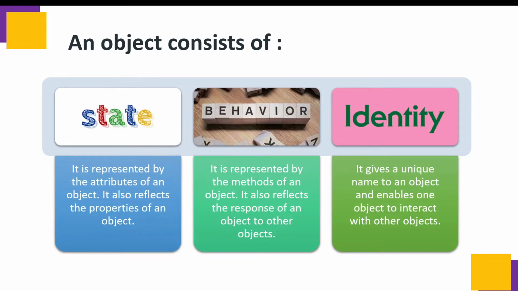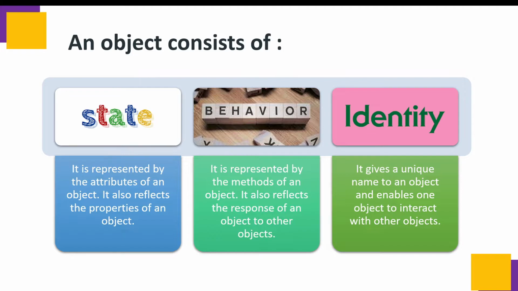What is state? State is nothing but the attributes of an object. It reflects the properties of an object. Okay. And behavior is nothing but the methods of an object. It reflects the response of an object to other objects. And identity is a unique name to an object that we give, and it enables one object to interact with other objects. Let me give you an example.